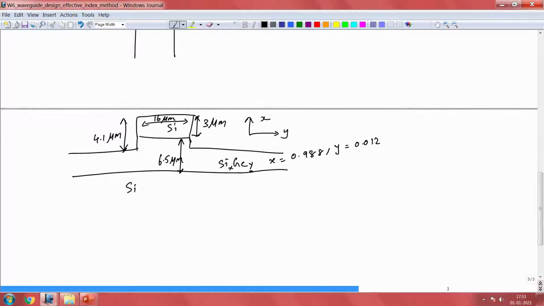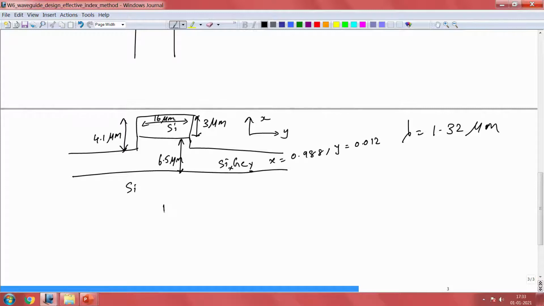So, we have a very simple ridge structure and we want to find out the propagation constant of this, all right. Another important parameter that we need to know is at what wavelength, okay, because you need to know the lambda here, right. So, here the lambda is say 1.32 micrometers, okay. So, this is the problem with us now, all right.